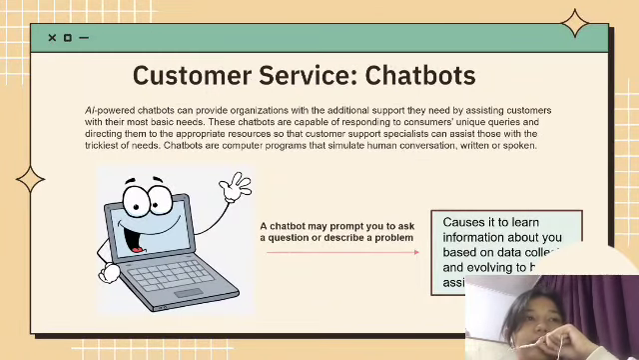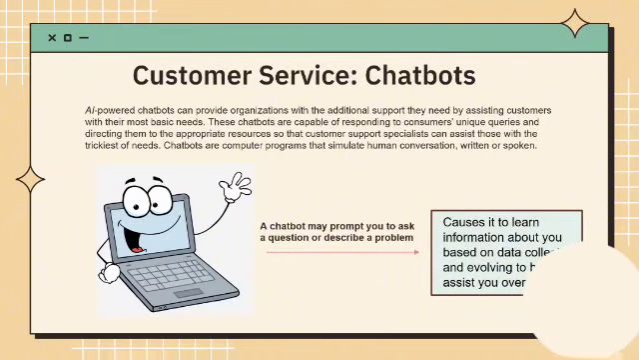AI-powered chatbots can provide organizations with the additional support they need by assisting customers with their most basic needs. These chatbots are capable of responding to consumers' unique queries and directing them to appropriate resources so that customer support specialists can assist those with the trickiest of needs. Chatbots are computer programs that simulate human conversation, written or spoken. For example, a chatbot may prompt you to ask a question or describe a problem, and through that, it learns information about you based on data collected and evolves to be better so that it can assist you better over time.